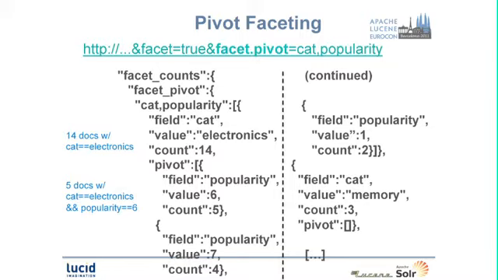In this example, it's cat, popularity. And so you can see how the response is structured. First, we take the top value for category, which is electronics. That counts 14, and then we pivot. And so then for the popularity field, the top value that also has electronics is 6, and there are 5 of those. And so then we go through all the popularity constraints, and then we go to the next highest value for category, which is memory, and so on.